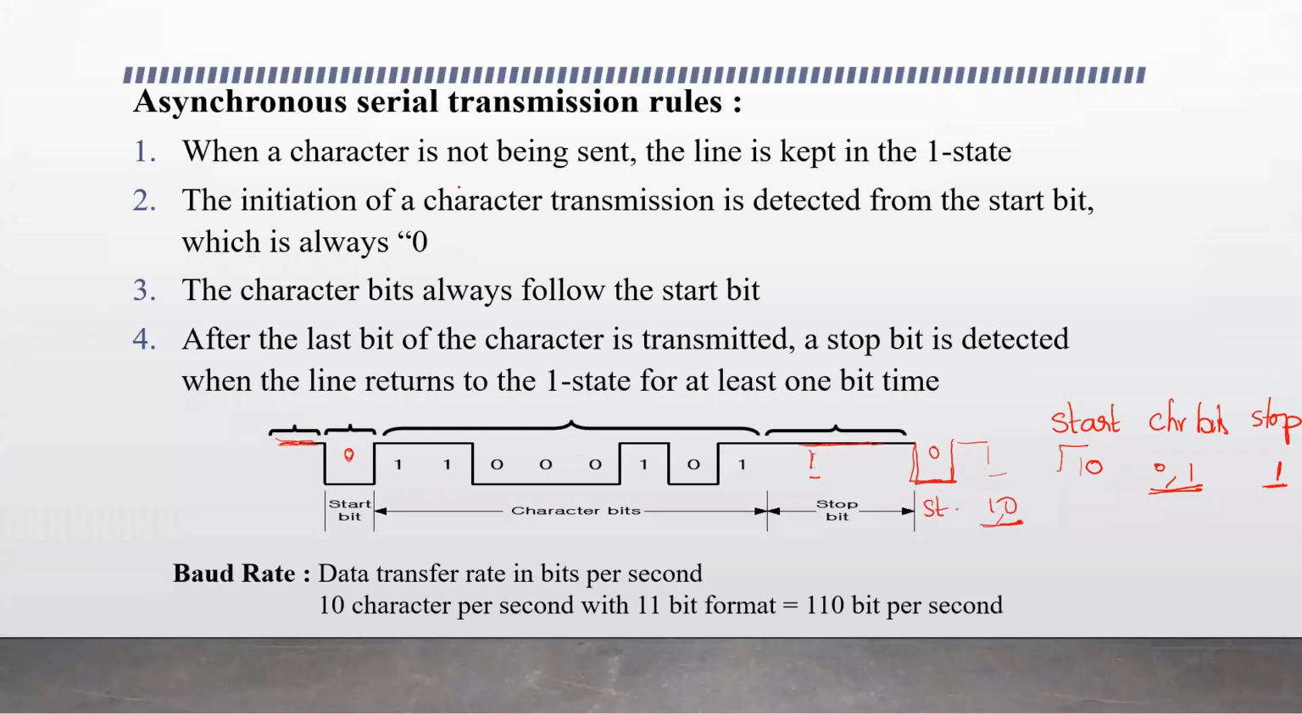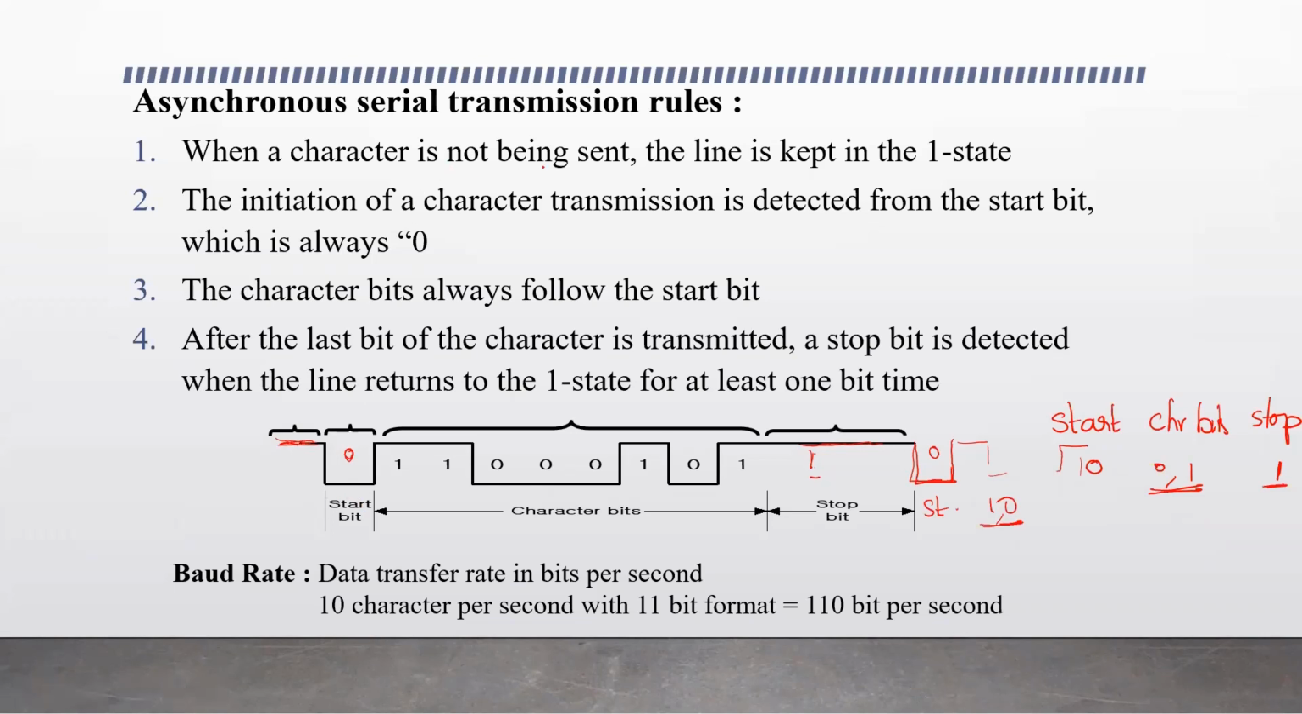So here the rules followed are, when a character is not being sent, the line is kept in one state. The line will stay in one state because the start bit, which is 0, initializes the transfer of data. So the change of the line from 1 to 0 indicates the transmission of a character. Otherwise, when there is no data, the line stays in one state. When there is data to be transmitted, it goes to low. That is the start bit. So the transition of the line from 1 to 0 indicates the beginning of the data.